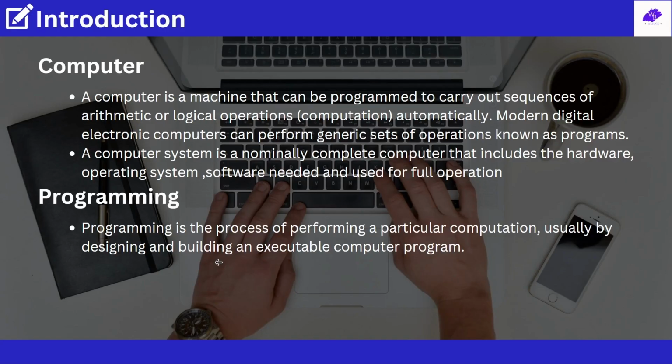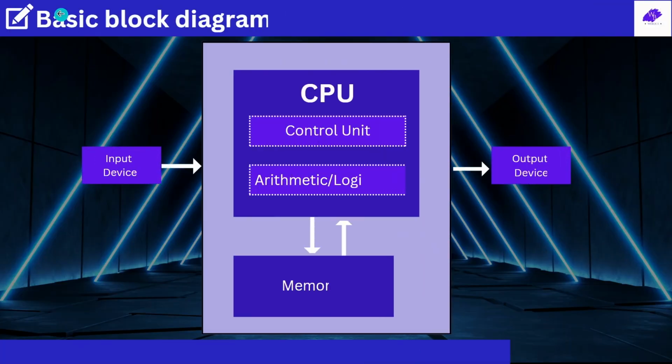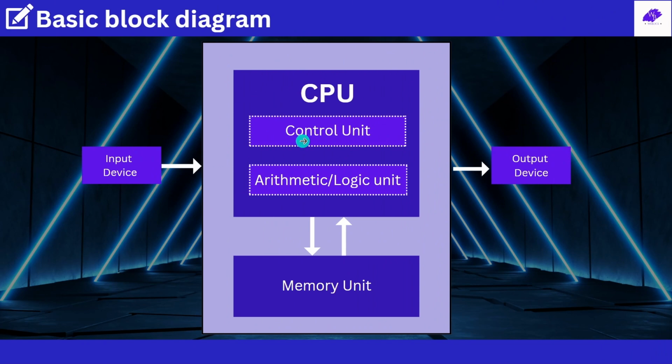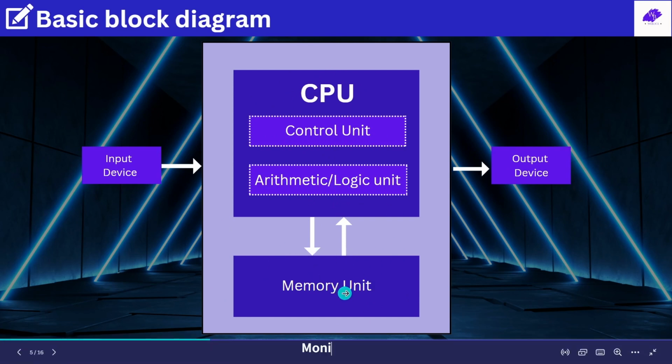Hey guys, welcome. So till now we have learned the basic concept of programming in a computer. Now let's begin with the block diagram of computer. The basic block diagram of computer consists of a CPU, input devices, output devices and a memory unit. The CPU consists of the control unit and the arithmetic logic unit. The memory unit is also further divided into primary memory and secondary memory.